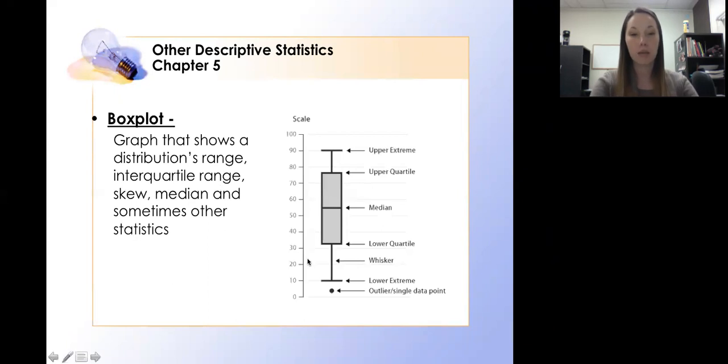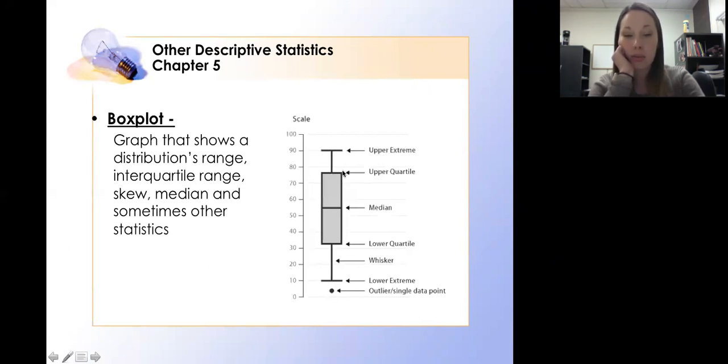So this is what it looks like. We've got our box here, and then we have our whiskers here on the end, these little lines here. Sometimes this is also called a box and whisker plot. So that's another name for it. The top whisker here denotes our upper extreme, so that's the highest score in the data set. The lower whisker here is the lower extreme, so those tend to be our lowest scores. You can also denote outliers with a little dot like this here.